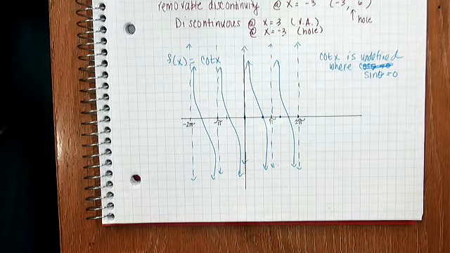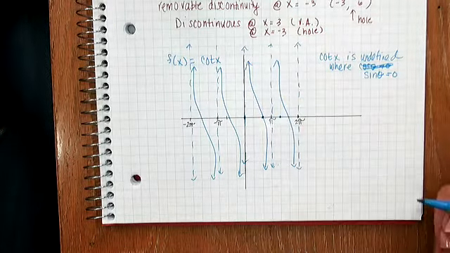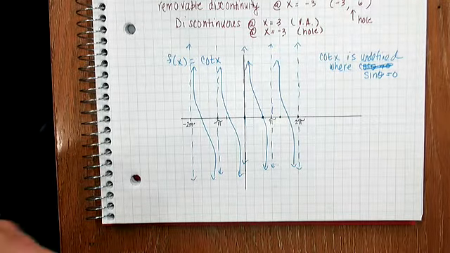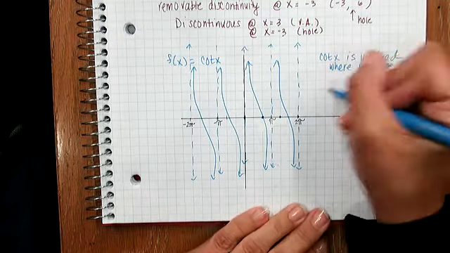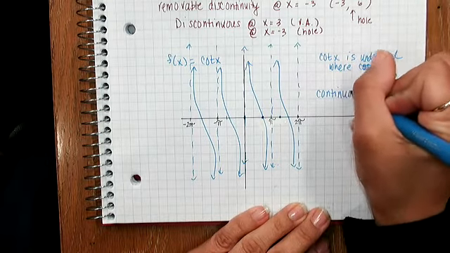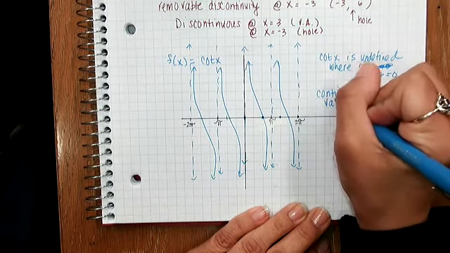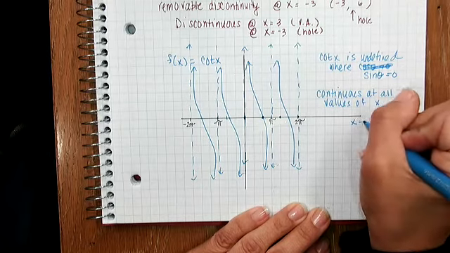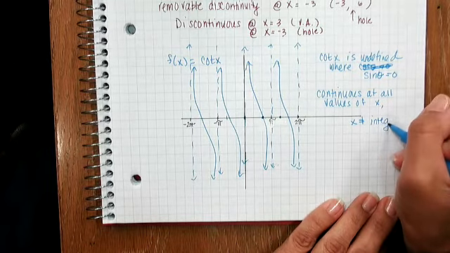So this graph is continuous everywhere, right? Like I drew a nice smooth curve, but I had to pick up my pencil. And I drew a nice smooth curve and I had to pick up my pencil, or in this case, my pretty blue marker. So the cotangent is continuous at all values of x not equal to integer multiples of pi.